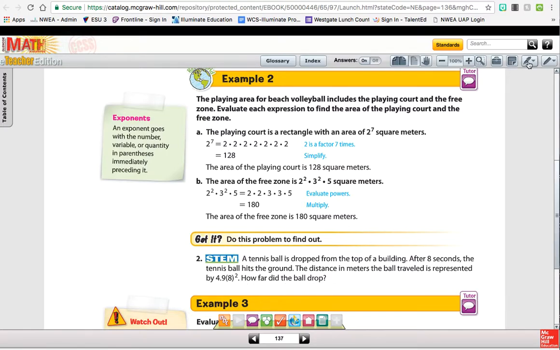Well, in this case, in order of operations, we know that exponents come first. So we're going to take 8 squared, which is 64, and then we're going to multiply by 4.9. When you do that, you get an answer of 313.6 meters.